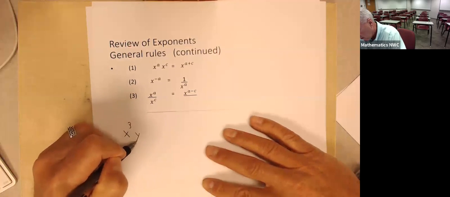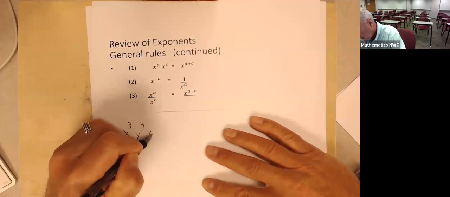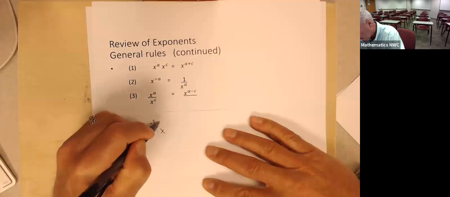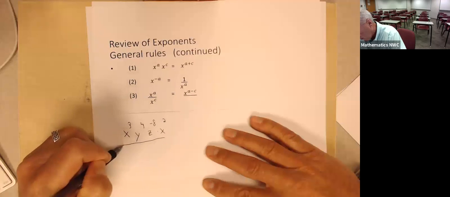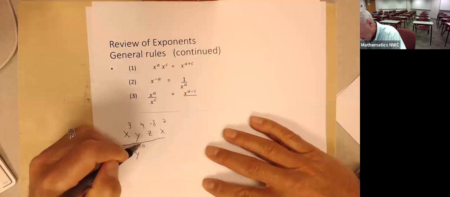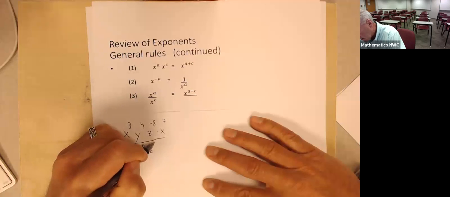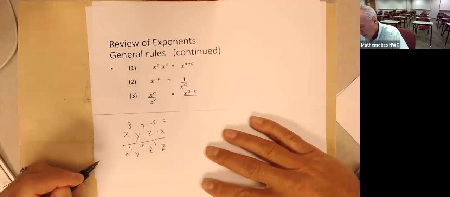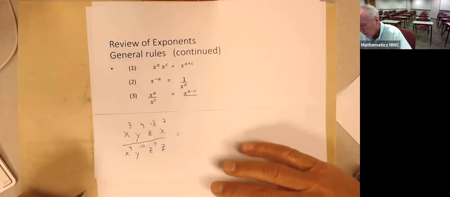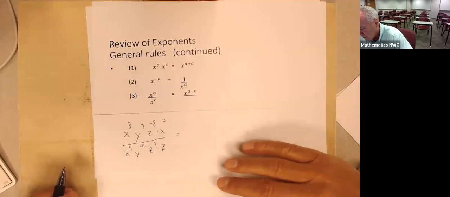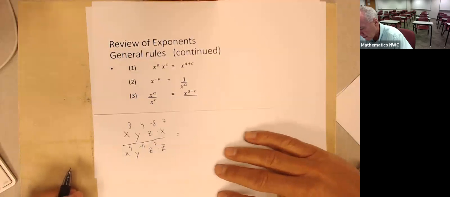Let's go something like the following. x to the 3rd, y to the 4th, z to the negative 8 times x to the 2nd, all over x to the 4th, y to the negative 11th, z to the 7th times z. Let's simplify this, and let's just say write all answers in the numerator. Put all answers in the numerator.